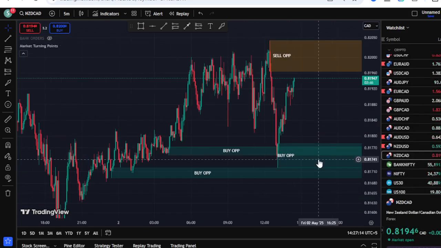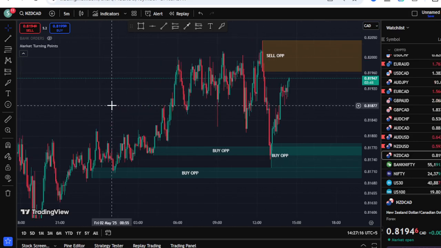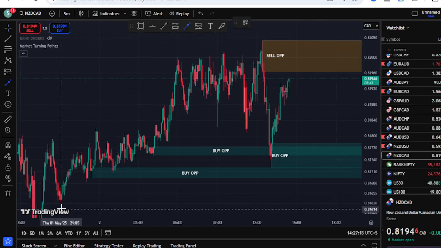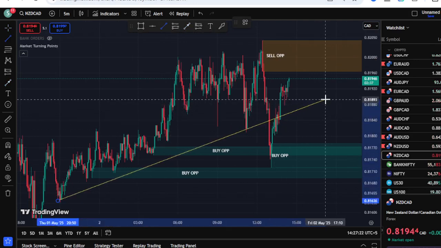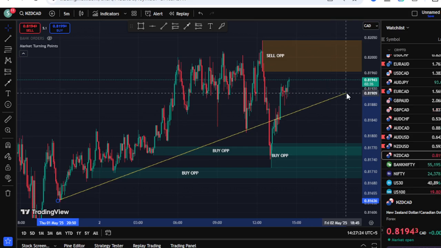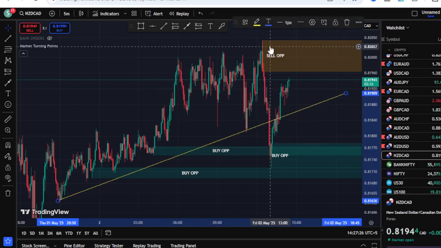Okay, now just look at this one. What has my indicator done here? So this is the bullish move. First of all, when the market was going to test the trend line, my indicator gave you a sell opportunity.